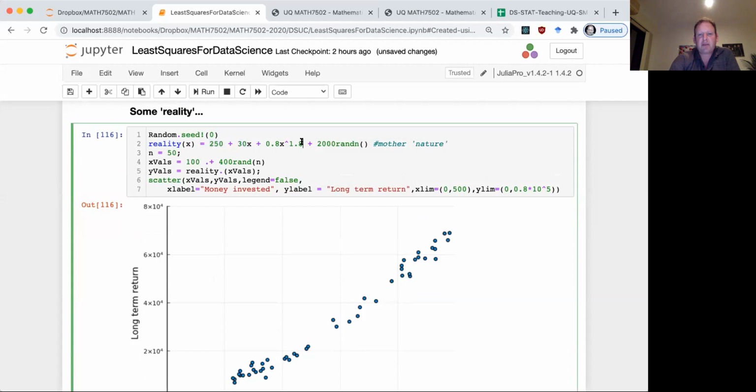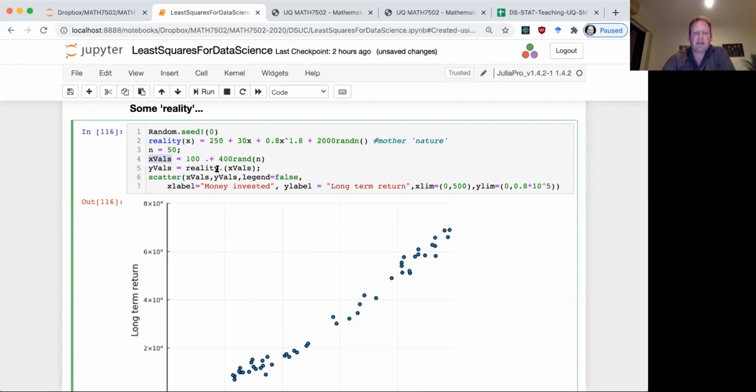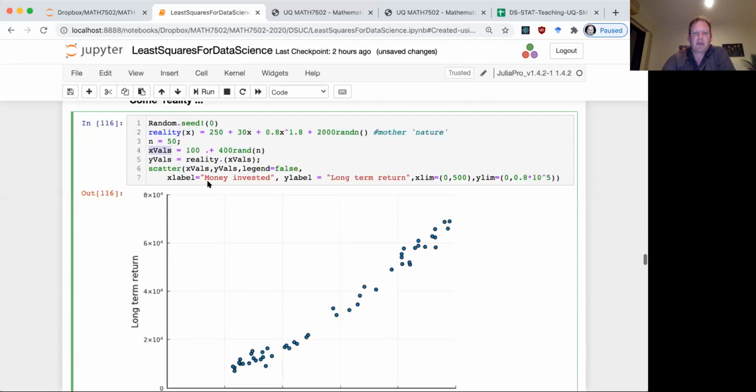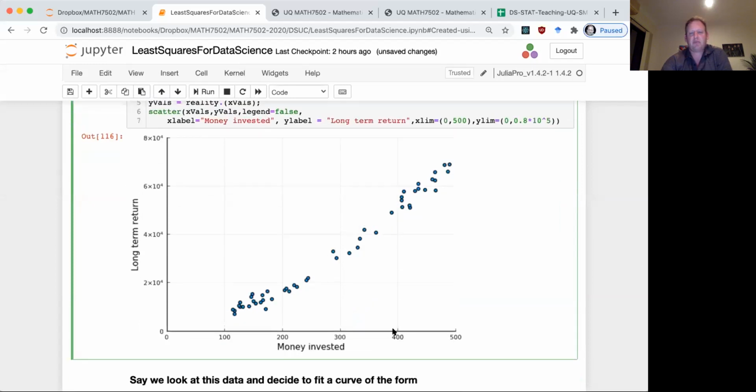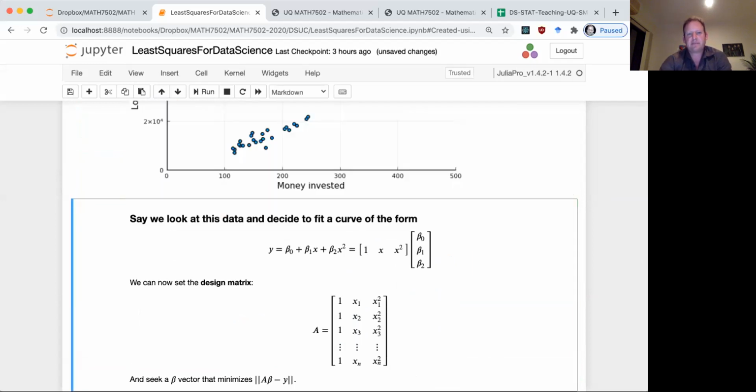But there's also a term which is not even a quadratic term. It's like X to the power 1.8. You see, it's giving this thing a bit of curvature. Plus 2000 times random normal, there's some normal noise around. Let's say there are 50 data points and the X values, the money invested, start at 100 plus 400 times a random number, so they spread up to 500. And then the Y values are reality applied to money invested. Notice the broadcast operator there. And then that's our data.